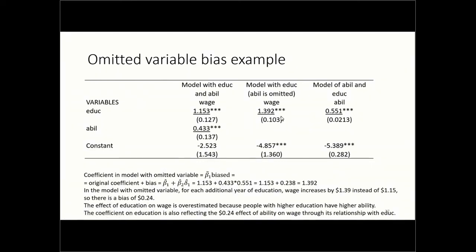Another way to think about why this coefficient is biased and overstates the effect of education on wage is that if ability is not included as a separate independent variable, it's in the error term. So when you increase education by 1 year, the error would also increase because the ability in that error would increase, and that's what overstates this coefficient.